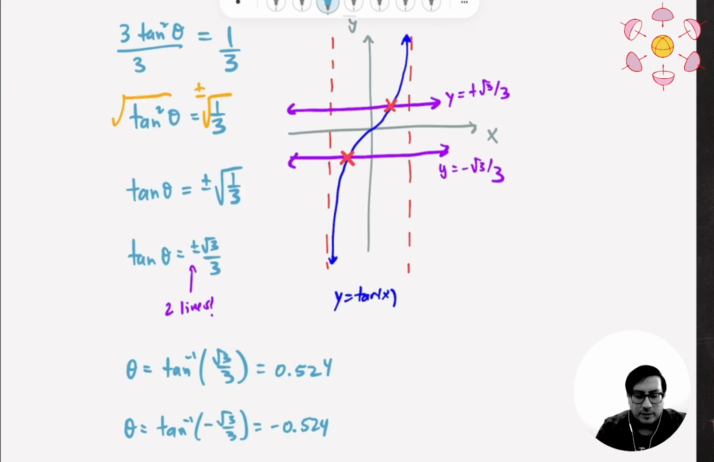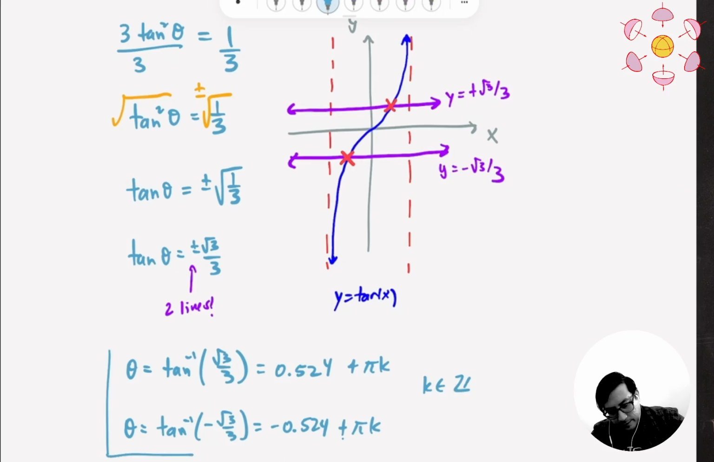All right, so the key here, though, is that these are two different solutions. They're not the same. So when I do my pi periodicity, I'm going to add plus pi k, k belongs to Z, and then these are my solutions.